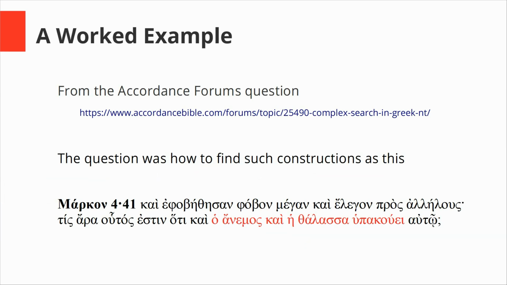And here's that query. The Accordance forum post URL is there in case you wish to look it up and read through it yourself. The basic question though is this: how do we construct a search to find constructions like that highlighted in red from Mark 4:41? Ho anemos kai hē thalassa hypakouei. In English, we would use a plural verb in this sort of construction. In Greek, although that does occur, it also quite frequently occurs in the singular.